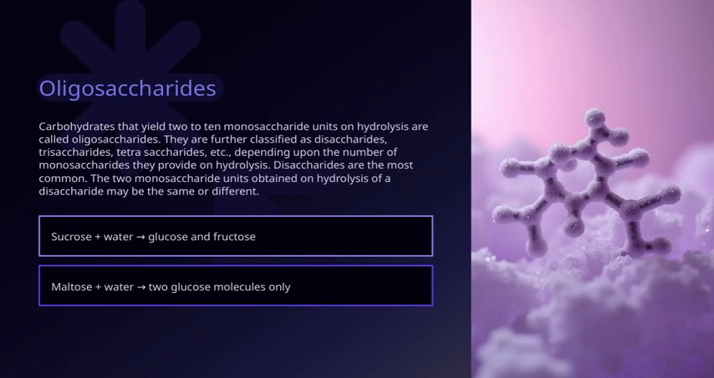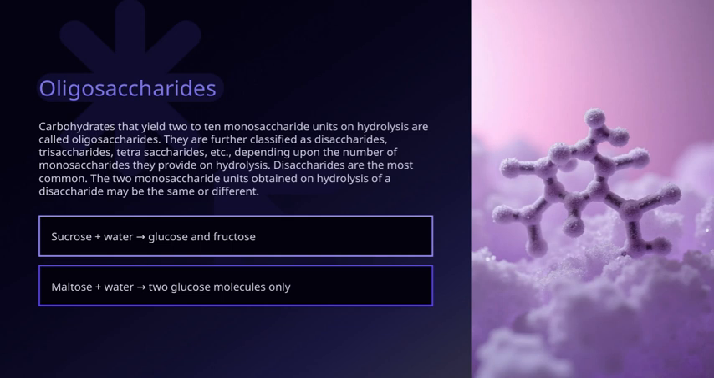Let's look at how some disaccharides break down. Maltose, for example, when it reacts with water, yields only 2 glucose molecules. Similarly, sucrose reacts with water to produce glucose and fructose. These are classic examples of disaccharides, which are a specific type of oligosaccharide.